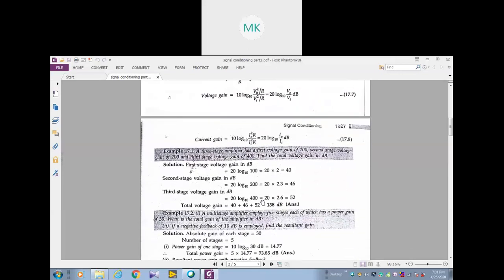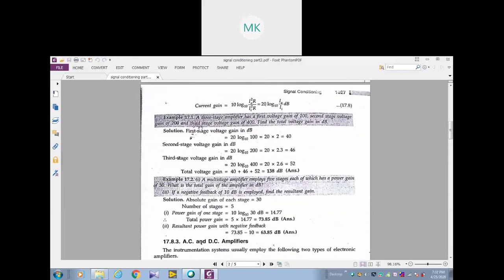Now, two simple problems have been given here. A three-stage amplifier has a first stage voltage gain of 100, second stage voltage gain of 200, and third stage voltage gain of 400. Find the total voltage gain in dB. First stage is converted into decibels, second stage into decibels, third stage into decibels, then finally we add them. So this is the final answer.